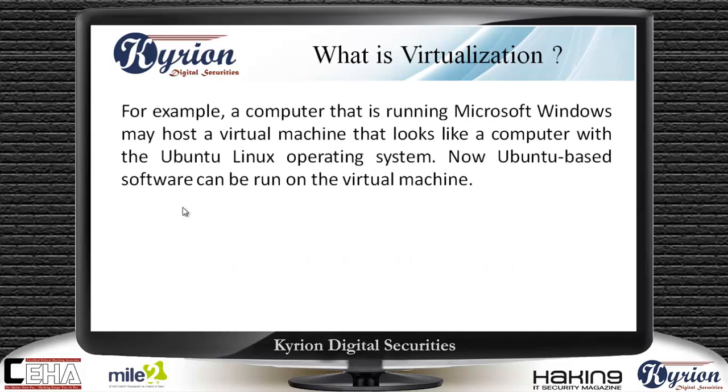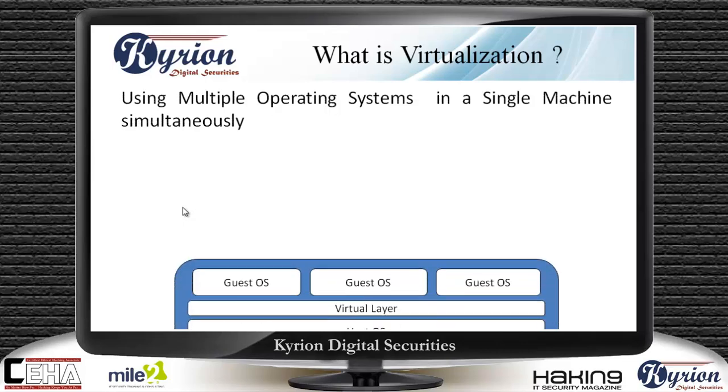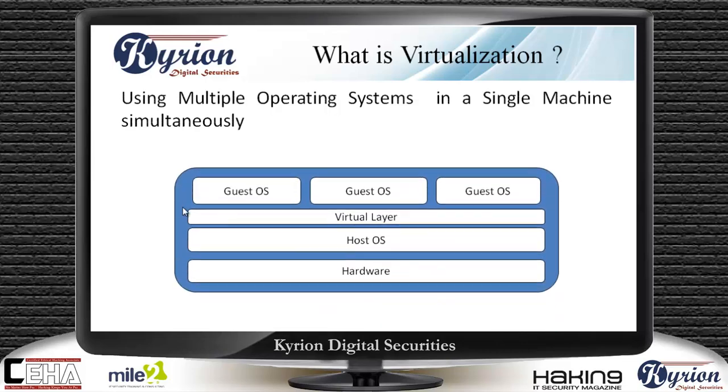For example, a computer that is running the Microsoft Windows operating system may host a virtual machine that looks like a computer with the Ubuntu Linux operating system. Ubuntu based software can then be run on the virtual machine. Now let's have a logical definition of a virtual machine. It is using multiple operating systems in a single machine simultaneously.